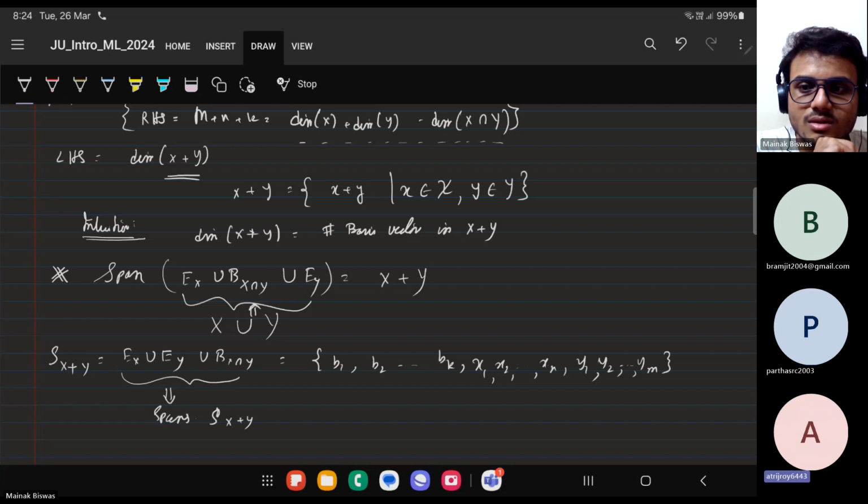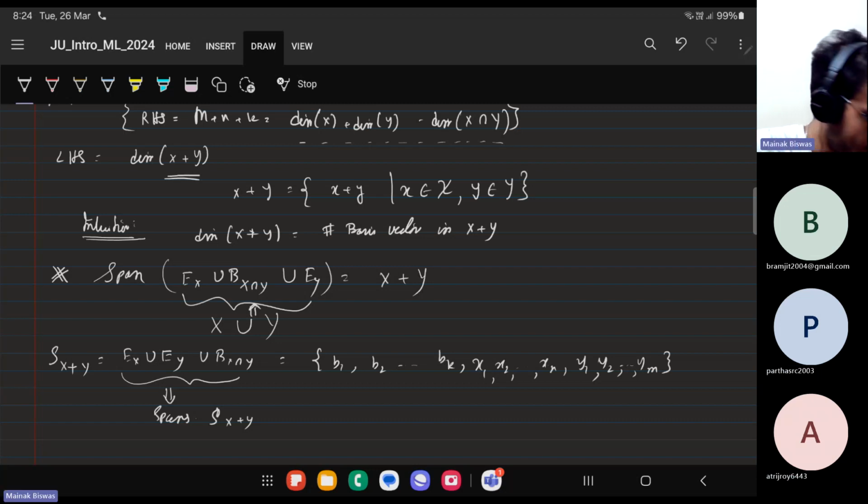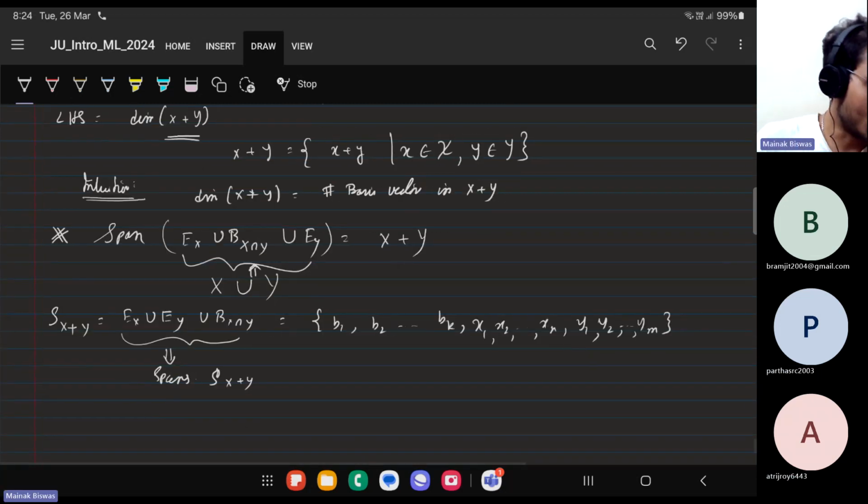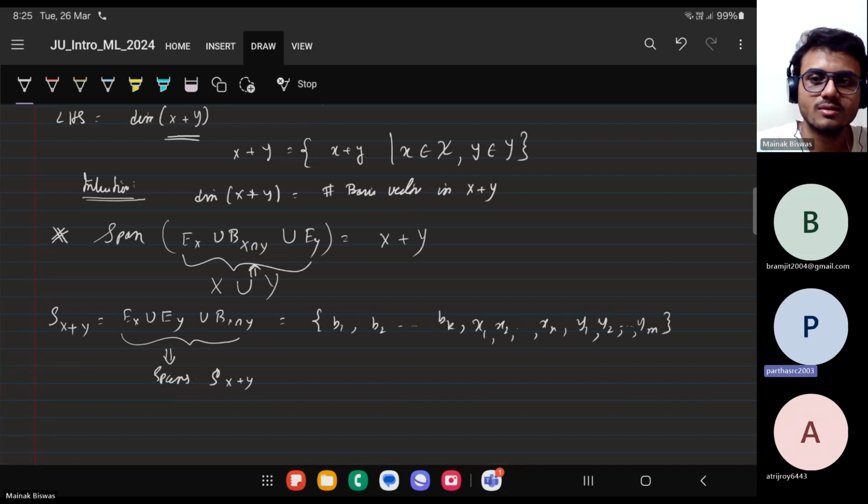Yes, understood. Okay, good. So now what will I do? How will I show that this spans X plus Y? If you have understood, tell me. I will show that the dimension of X plus Y equals M plus N plus K. No. How to span we had seen last day.